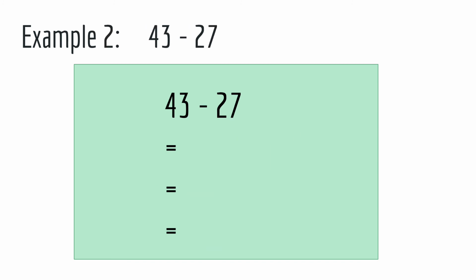For example 2, our problem is 43 minus 27, so we've written that at the top. So we're going to begin by writing 43 minus, we're going to take more than we need, which will take 30. And then we're going to add back the 3 extra that we took, so plus 3.